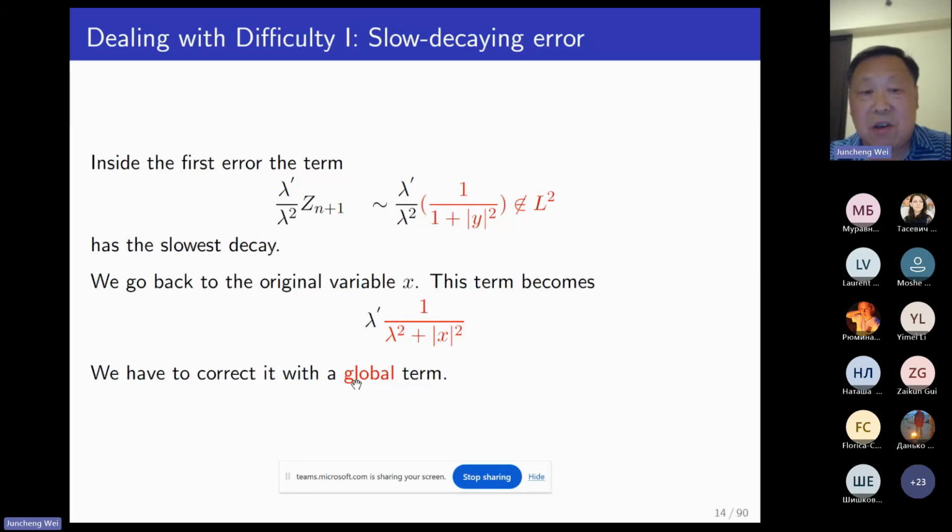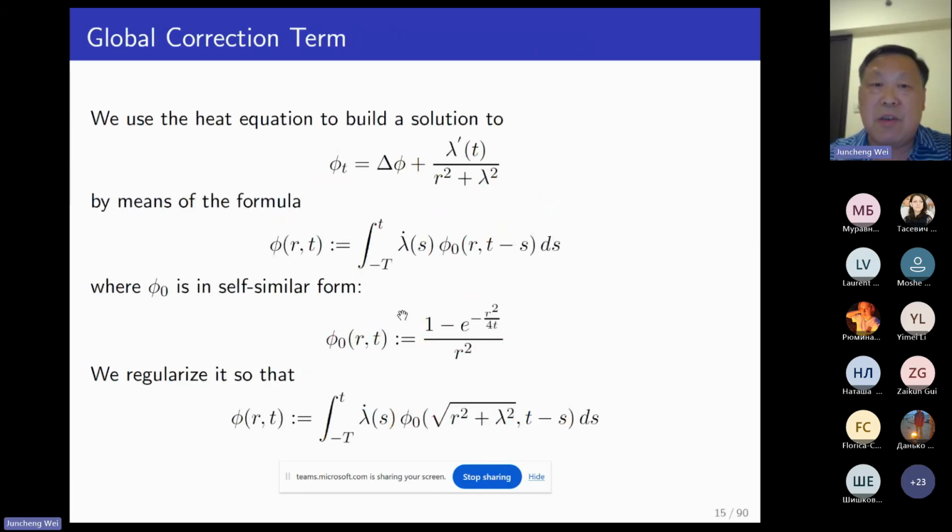So what we do, we correct this term with a global term. This is our error, which has a slow decay. We solve this problem with the Duhamel formula. We solve this heat equation with this slow decay error, and we compute. There's a formula for this, given by the Duhamel formula. But we're going to take a special form of the solution in the self-similar form, and in the self-similar form, this problem can be solved.